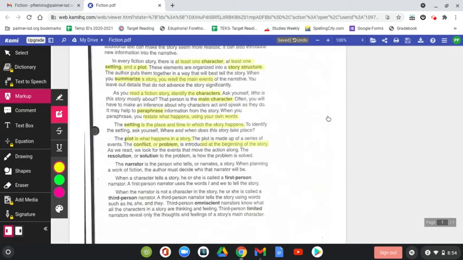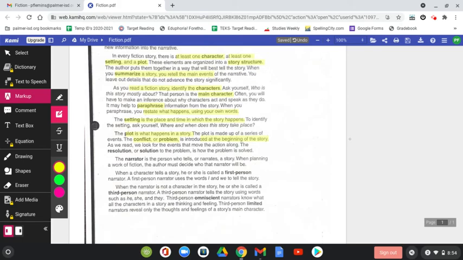All right, so as we read, we look for the events that move the action along. As we're moving through our rising action, we hit our climax, we hit our falling action, and then last but not least, we come to our resolution, or what we call our solution. This is when we are able to solve the problem. You know that word solution. If you have a solution to my issue, you're able to help me solve the problem that I have going on.